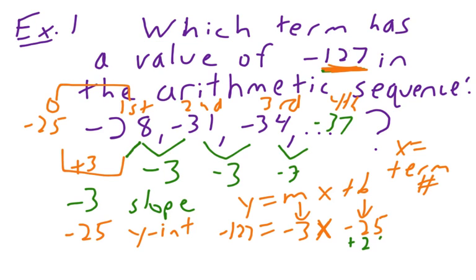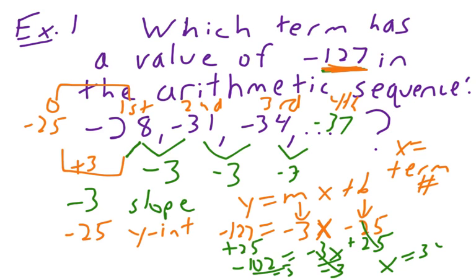So I just add 25 to both sides, and I get negative 102 equals negative 3x, and then I just divide by negative 3, and I have my answer. So x is just going to be 34. So that's the 34th term. It's going to give me a value of negative 127. So rather than writing all 34 out, we found a quicker way.